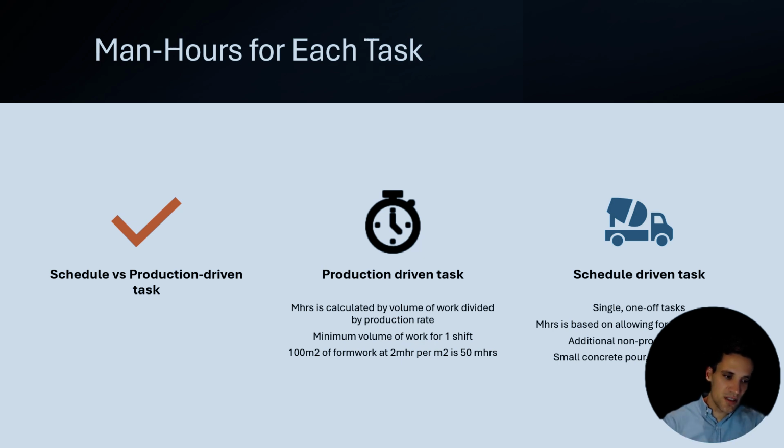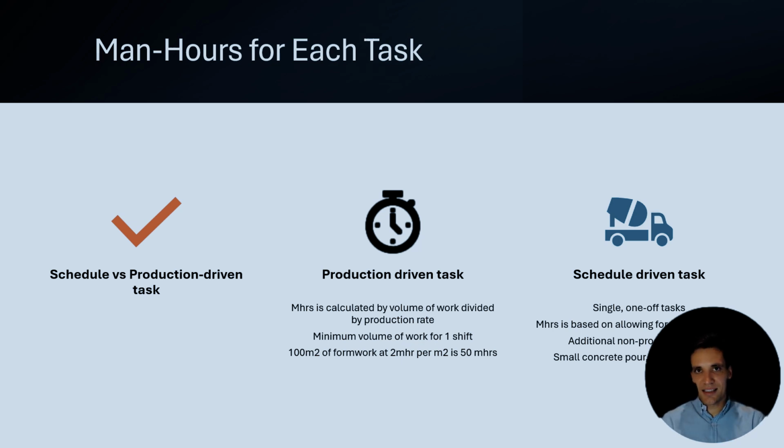There's our schedule-driven tasks and there's our production-driven tasks. So a production-driven task is probably the easiest to understand. It's basically the number of hours we allocate to a task is the volume of work we have to do divided by the productivity. For example, if we have to install 100 meters squared of formwork and an individual can do 2 meters squared of formwork per hour, the total time we need to allocate to this is 100 meters squared divided by 2 meters squared per hour, so 50 man hours. So, a volume of work divided by a rate that somebody's working at to calculate the man hours for the task.